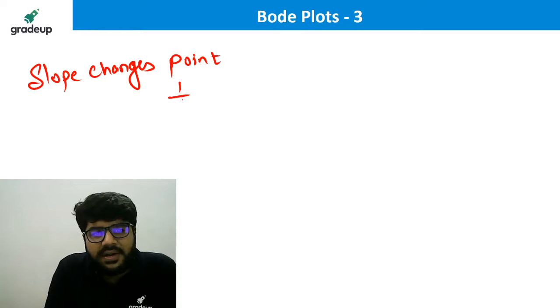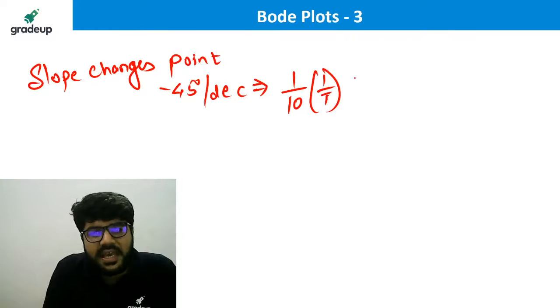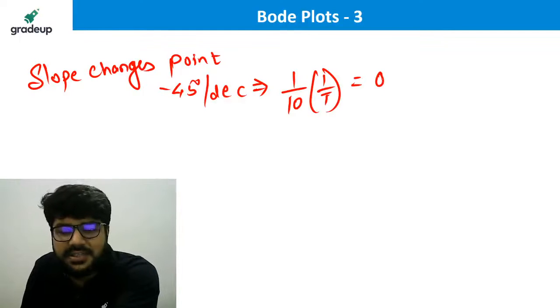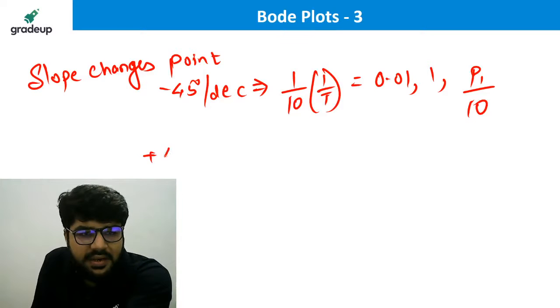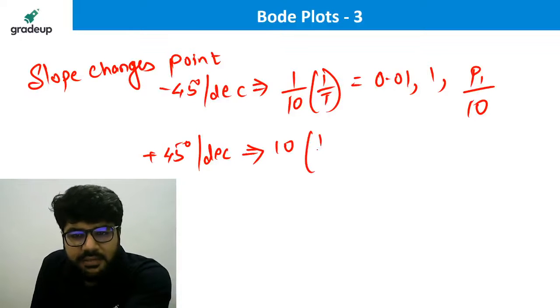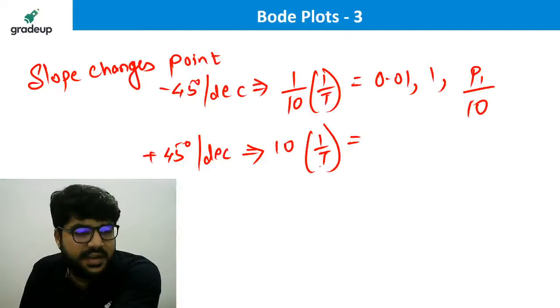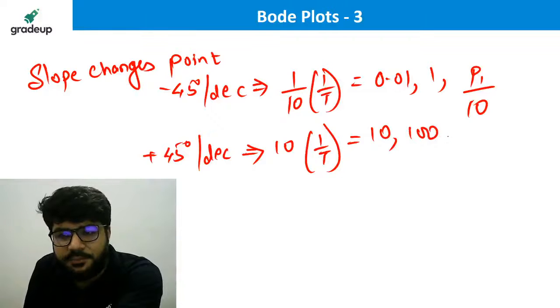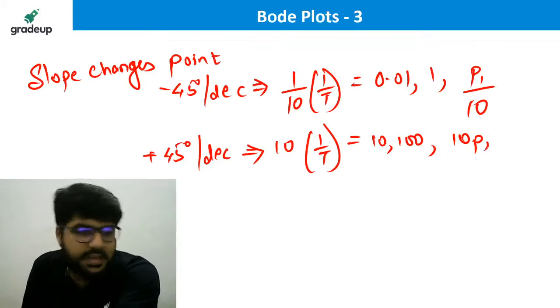First of all, the minus 45 degrees per decade slope change occurs at 1/10 of the corner frequency. The 1/10 point of 0.1 is 0.01. 10 divided by 10 is 1. P1 divided by 10 is P1 by 10. And plus 45 degrees per decade should change at 10 times the corner frequency, because all are due to the poles. So 10 times 0.1 is 1. 10 times 10 is 100. And 10 times P1 is 10 P1.